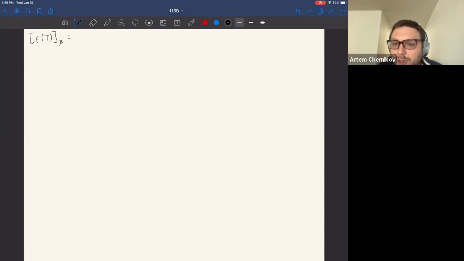There's a question in the chat. Can we assume T^k of v for any k less than or equal to n is a linear operator? T^k itself is a linear operator, right? Because when you write T^k of v, it means you apply a linear operator T^k to a vector v.